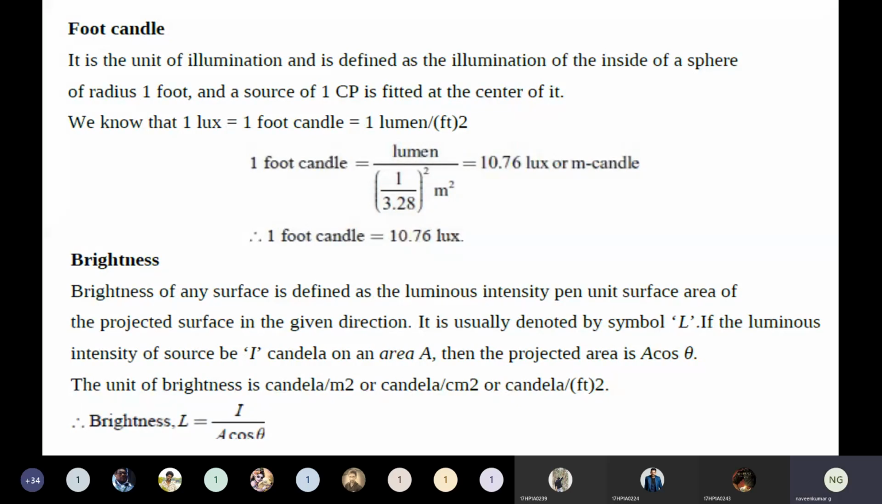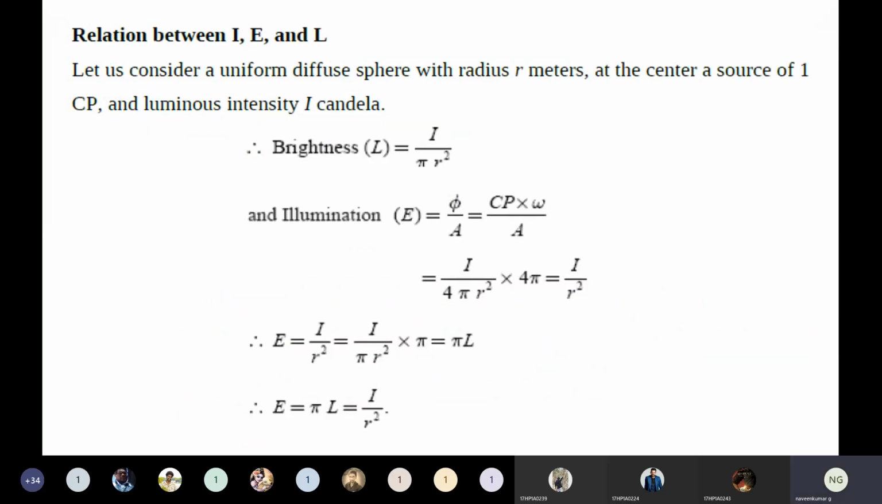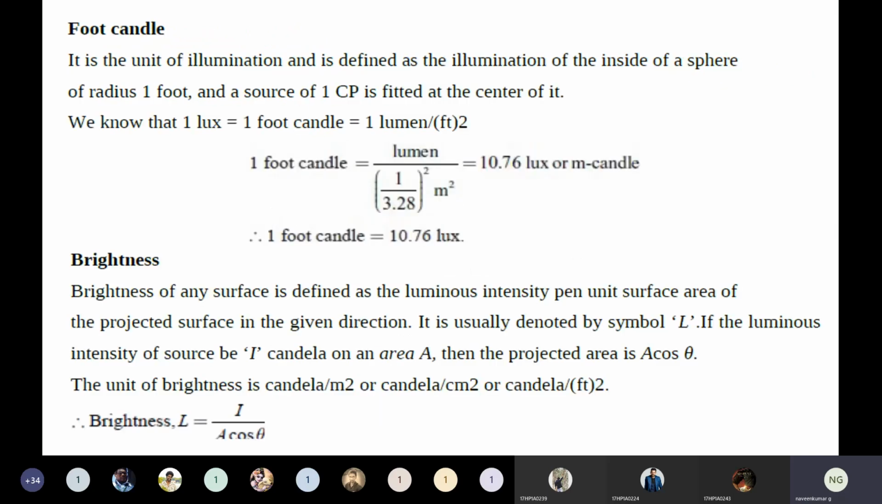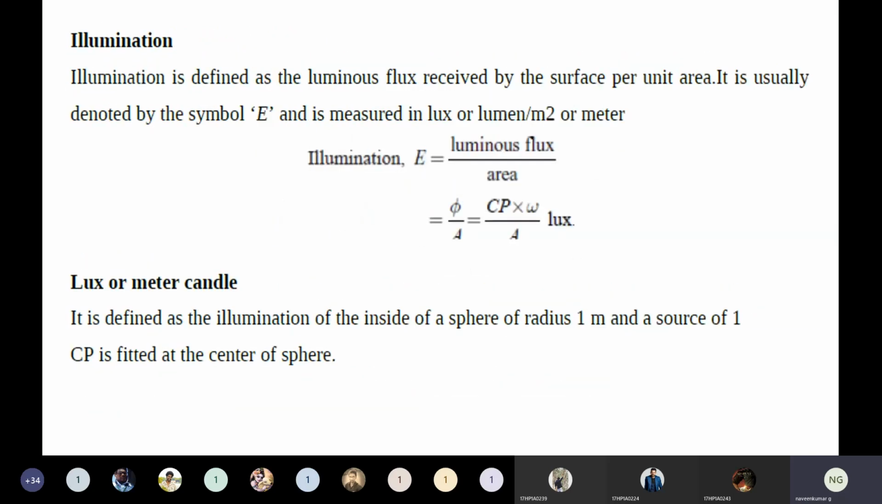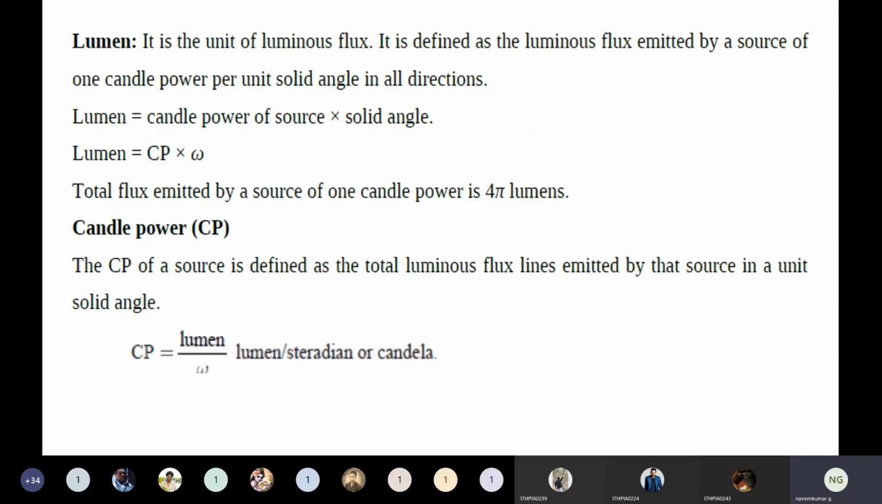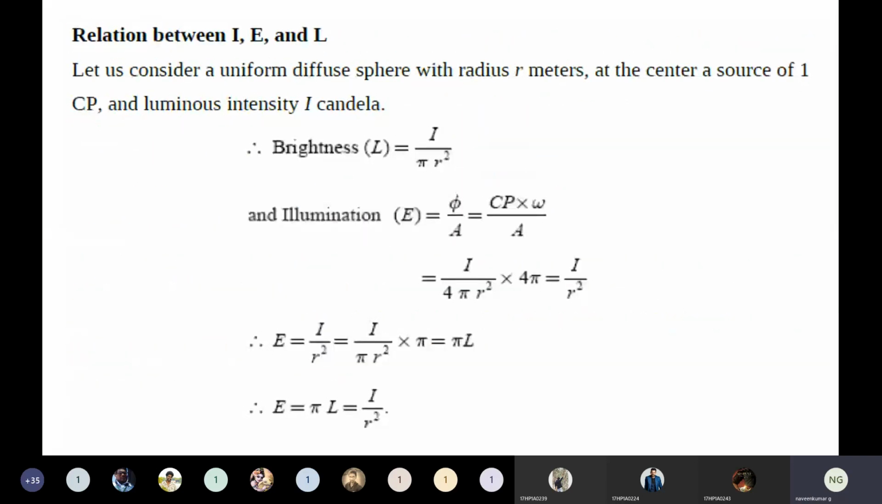So brightness L, capital L, is given as I divided by A cos theta. So let us understand the relation between I, E and L. Okay, what is I? It is the intensity of the source. What is E? Illumination. And what is L? Luminous flux. So we are going to have a relation between these three.